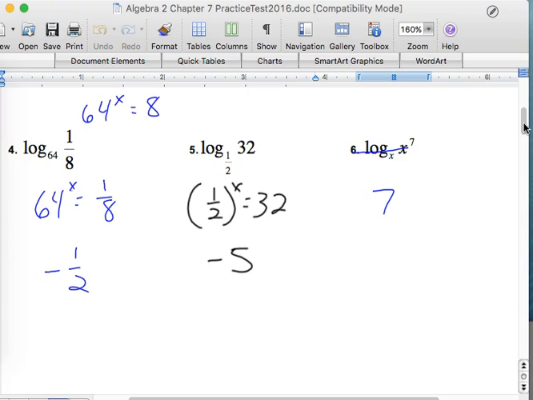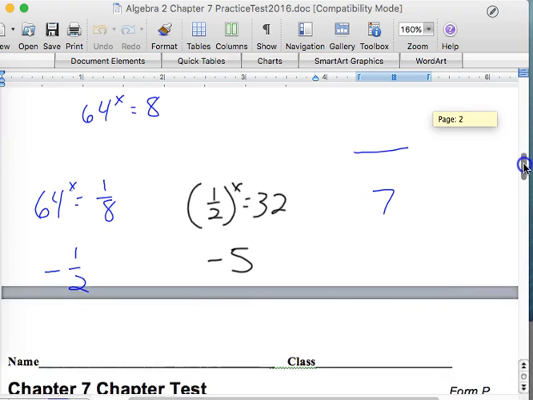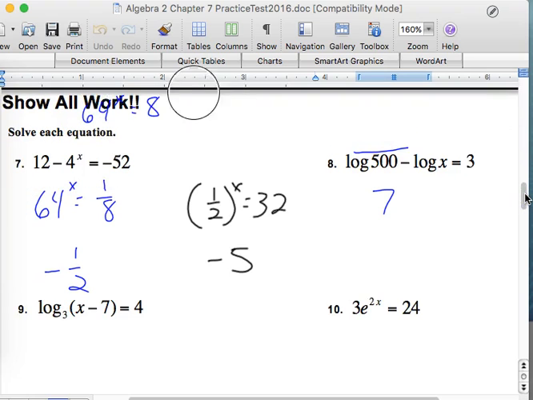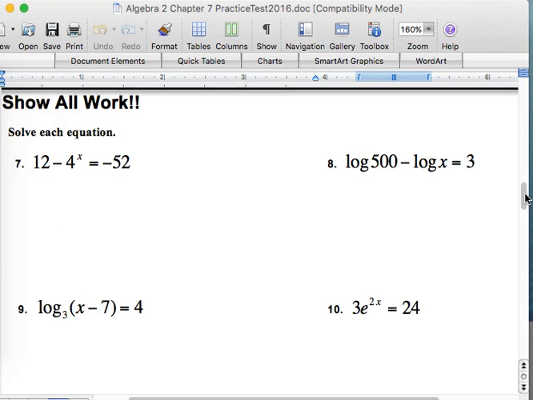Go ahead and grab your calculators. Now we'll go on to the portion that you're allowed to use calculators for. Try number 7. Hold it. First subtract.